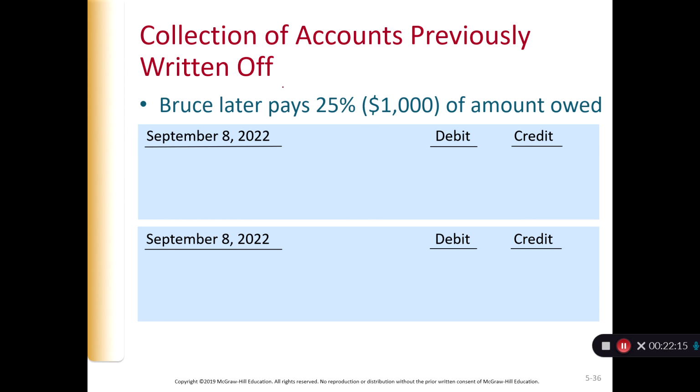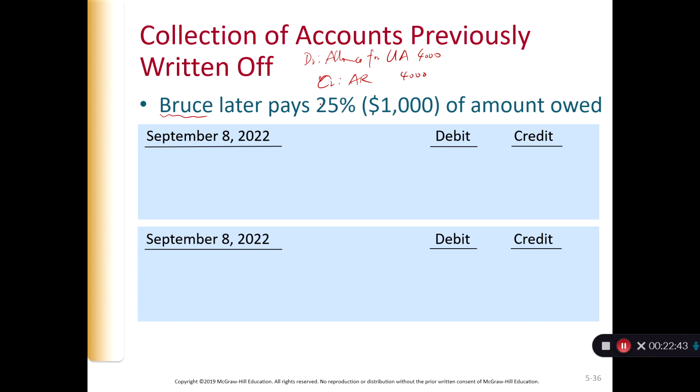Okay, what if Bruce told you he went bankrupt, and then you say, okay, I have no hope of collecting that $4,000. Therefore, you debit allowance for uncollectible accounts, and then you credit accounts receivable for 4,000.